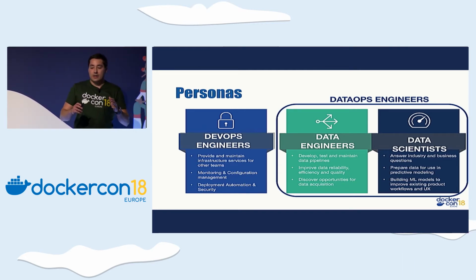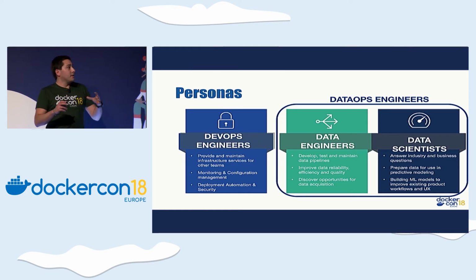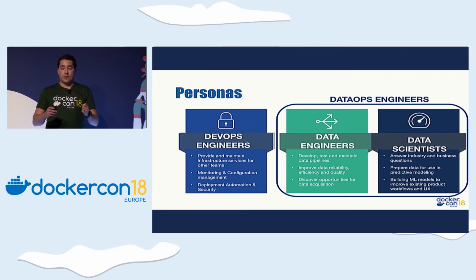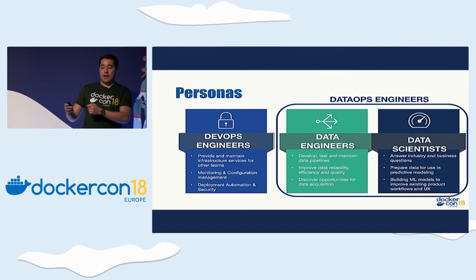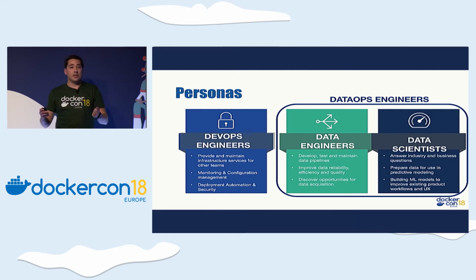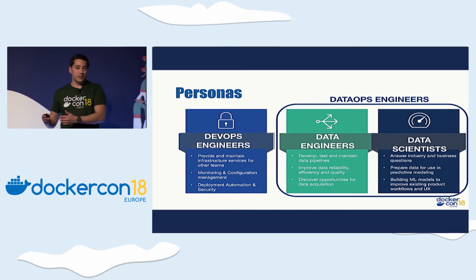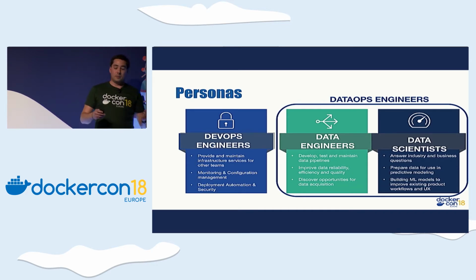So usually we have these three well-defined personas when we want to do a project like this. The DevOps engineers usually provide and maintain the infrastructure, with security and all the services required to run this stack. We have the data engineers providing the machine learning pipelines and the data pipelines, and maintaining these pipelines with new data sources. And the data scientists develop models and reports and answer business questions based on the data that's collected by the data engineers.